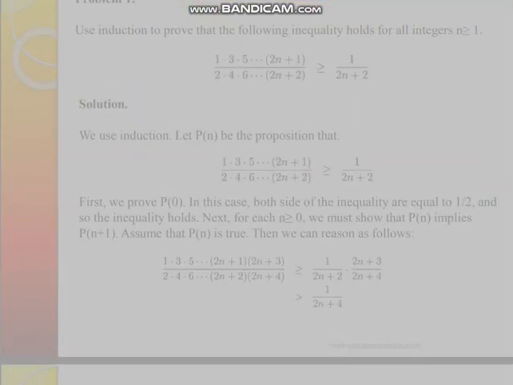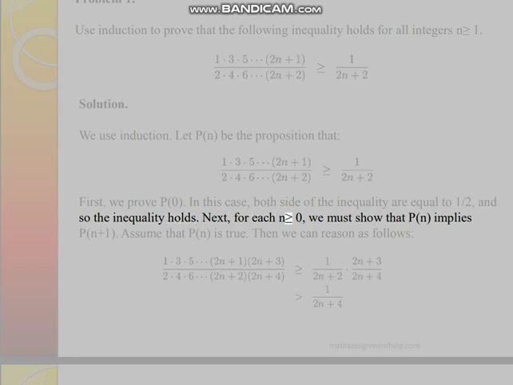Problem 1. Use induction to prove that the following inequality holds for all integers n greater than or equal to 1. Solution. We use induction. Let P(n) be the proposition that the inequality holds. First, we prove P(0). In this case, both sides of the inequality are equal to 1/2, and so the inequality holds.